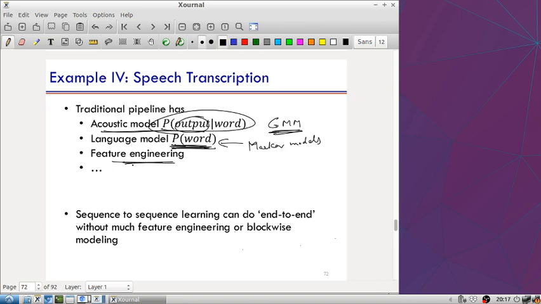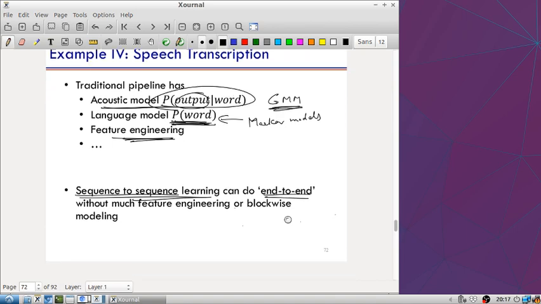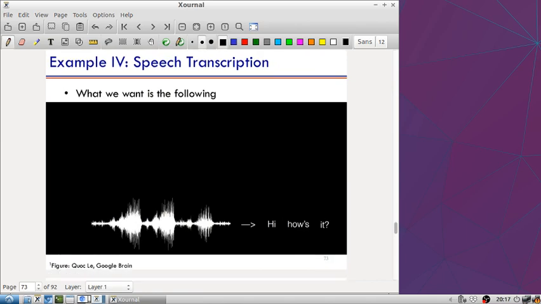And lots of feature engineering to do the speech transcription. That was the typical pipeline till 2010 or maybe 12. Now with RNNs, you can actually do end-to-end speech to text, and that's the same kind of formula that we saw before. Basically, start with a speech signal, something like this. This is a waveform.